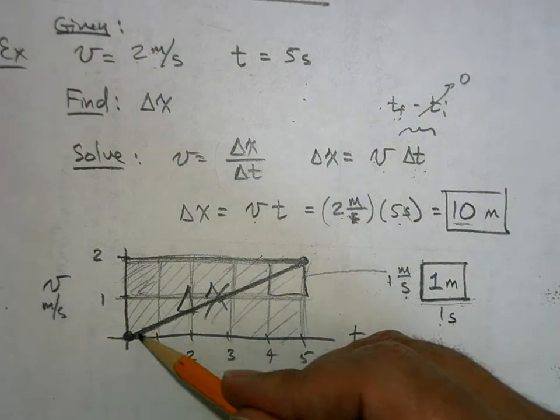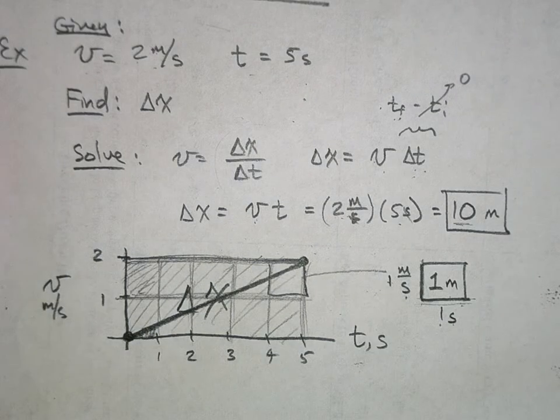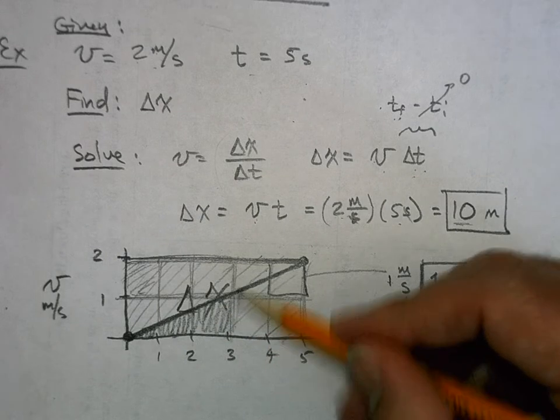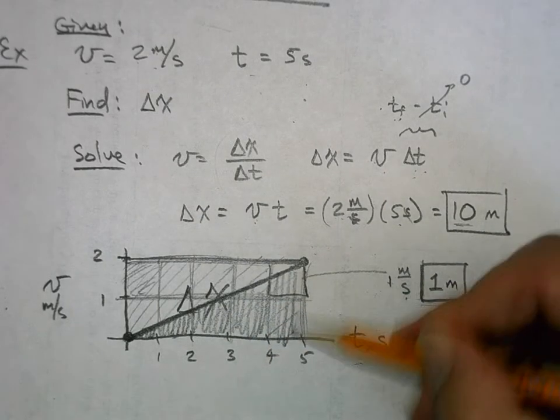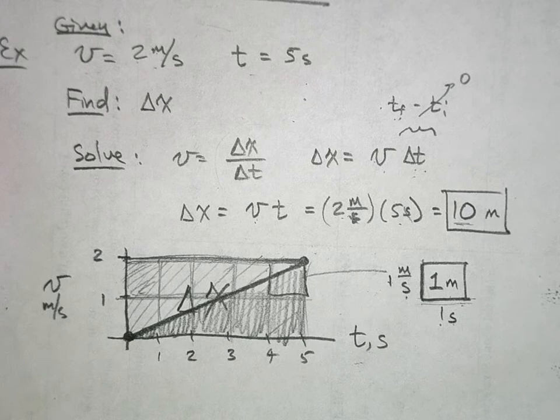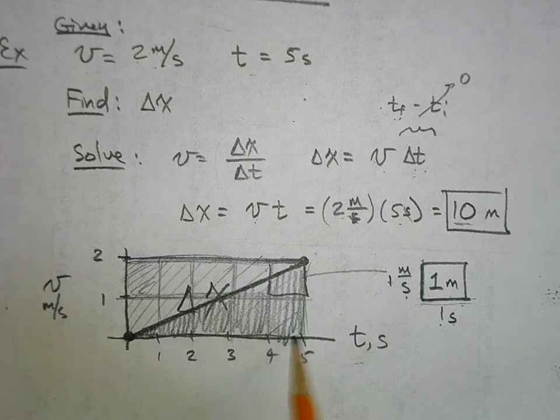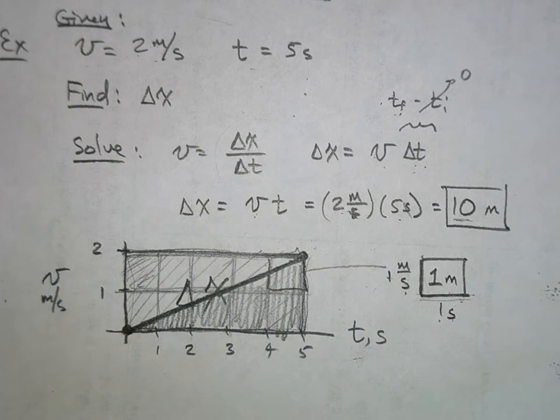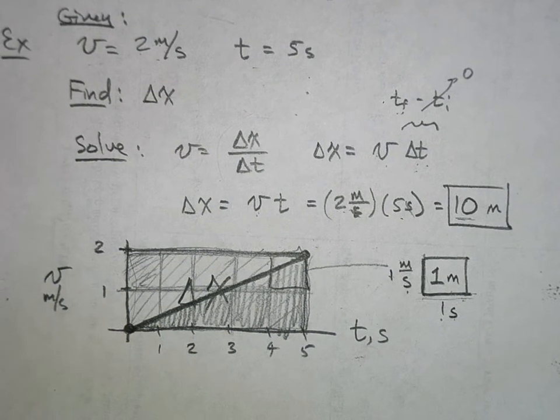Well, at first I'm not going very far at all. And then I go a little farther, a lot farther, and a lot farther. Okay? So what I'm going to do is instead of counting boxes, I'm just going to count. See here, when it was 2 meters per second the whole time, I went 10 meters. Well, here, what does a triangle do to a rectangle? Cuts it in half, right? So this is going to be 5 meters.